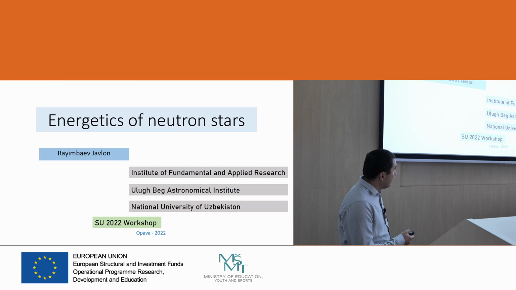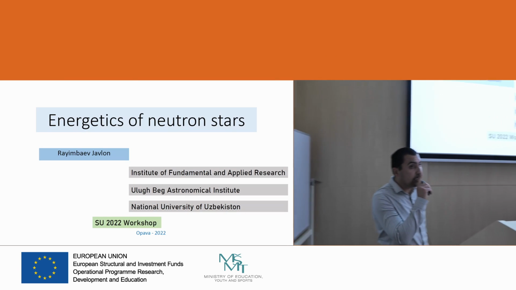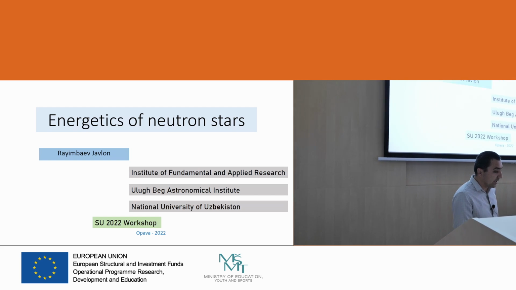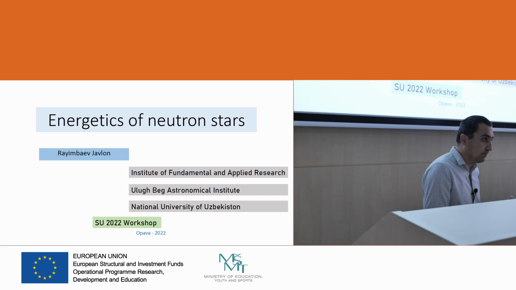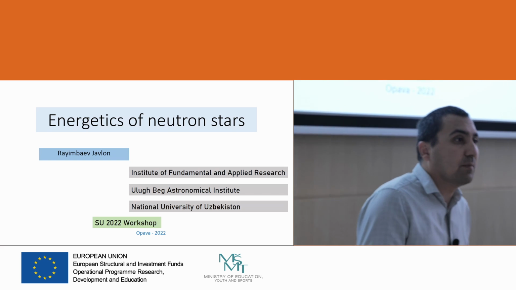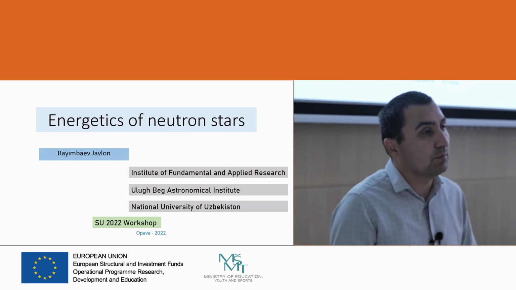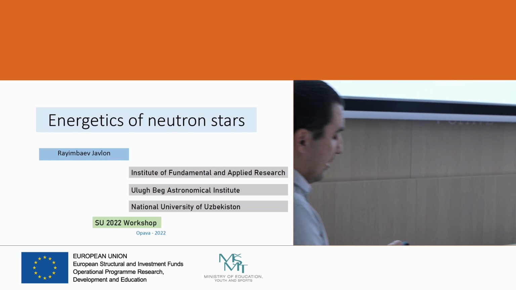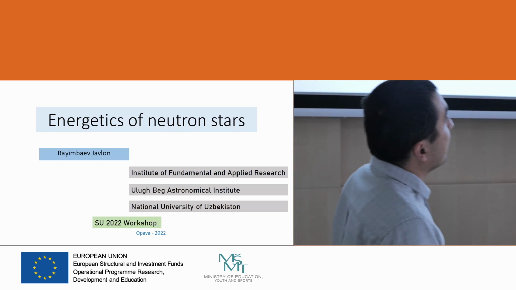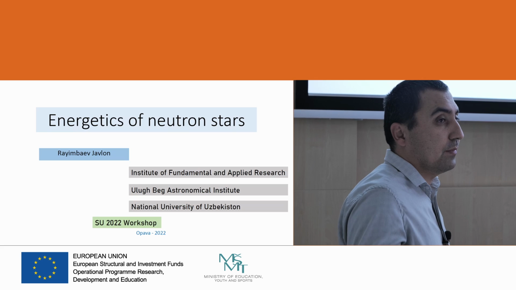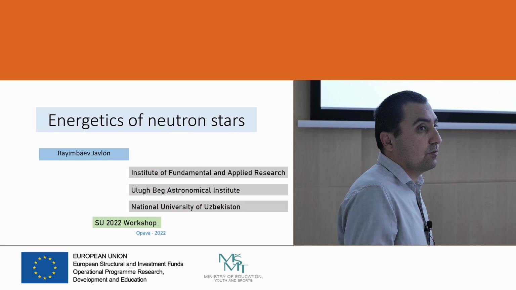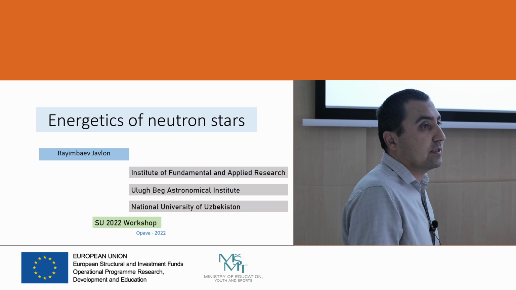Actually, neutron stars are much more complicated objects. It's not as simple as a black hole. The neutron star has no event horizon, so it has matter inside, which we have not well tested.